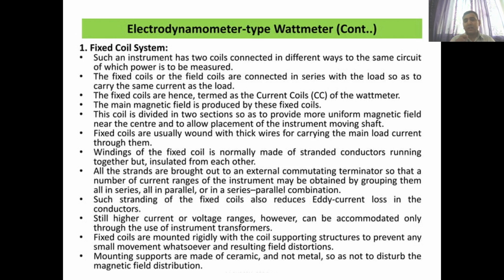The winding of these two fixed coils is normally made of standard conductors, and they are insulated from each other. All the strands brought to the external commutating terminals are in series or in parallel, depending upon the practical requirement. This stranding of the fixed coil reduces the eddy current losses, as we discussed for previous instruments also. Higher current or voltage ranges can be accommodated only through the use of an instrument transformer.